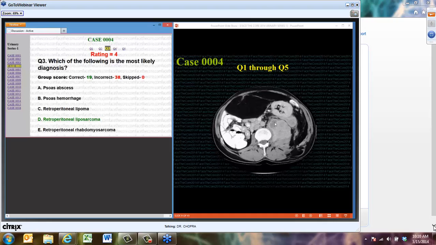Is this a psoas hemorrhage? Well, if it was just this one present, we could say, but once you identify the fatty element, no, it's not. Similarly, not a psoas abscess, fatty element goes against it. Could it be a retroperitoneal rhabdomyosarcoma? Very rare. Rhabdomyosarcomas mostly occur in the urinary bladder, in the vagina, and in the head and neck, in the nasopharynx, in children. So this is a retroperitoneal liposarcoma.